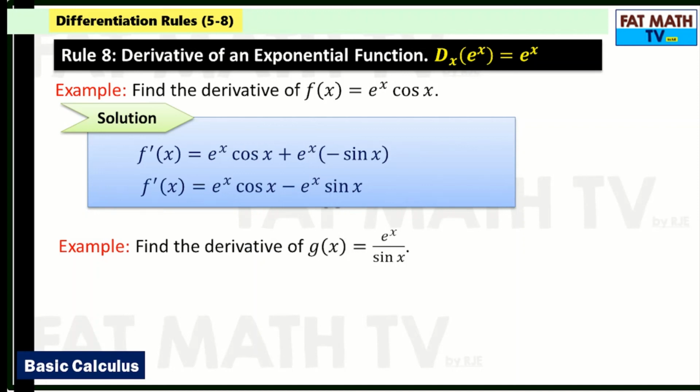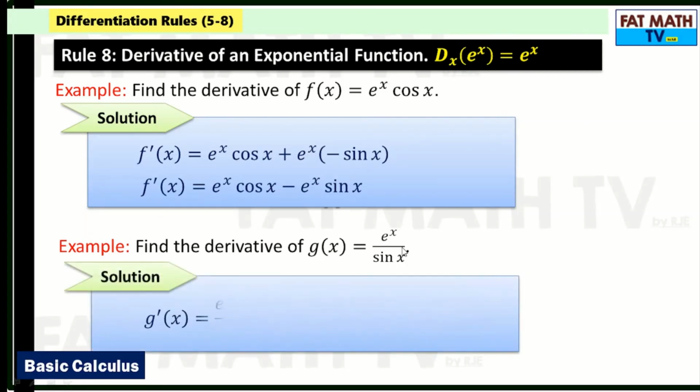Okay, another example, we will apply here this time the quotient rule. Quotient rule, derivative of the numerator itself times the denominator minus numerator times derivative of the denominator over the square of the denominator. So that's it. So you need to memorize that.